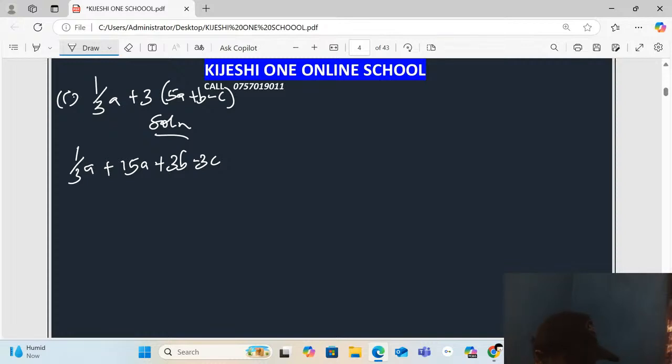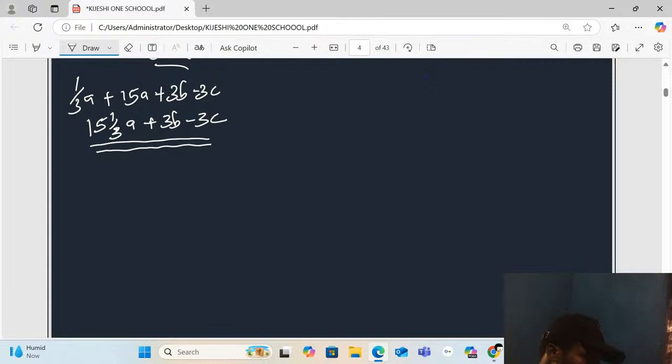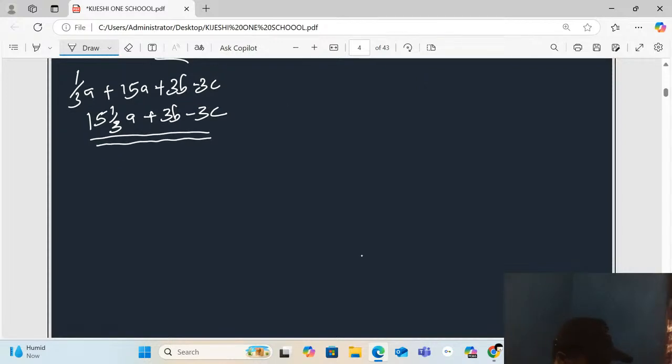Then the rest can remain. So a third plus 15, that is 15 and a third a, plus 3b minus 3c. And that is your correct answer, which is simplified. You can see how simple algebraic expressions are. Then the last on brackets, we can have this as our last example.